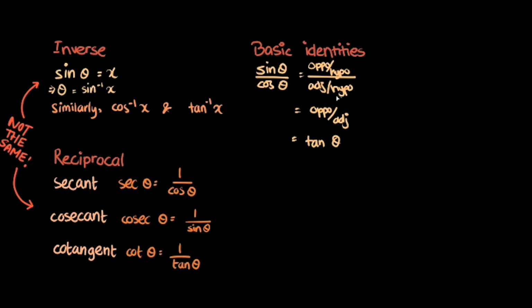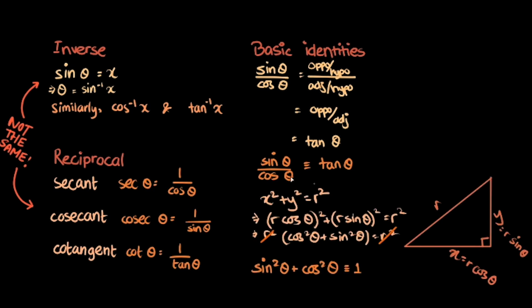Moving on, the relation between sine, cos, and tan is pretty obvious. Tan equals sine by cos, just like that. You should also recall the Pythagoras theorem. In this equation, if we substitute x and y with the trig counterparts, we can cancel out r squared on both sides. This leaves us with sine squared theta plus cos squared theta, which equals 1. It's a very fundamental identity. You will need this in the future.